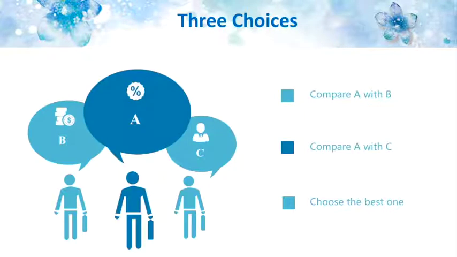The next kind of question in task 1 is to choose one from the 3 given choices. You can either compare A with B and compare A with C, then choose the best one, or directly state your best choice and give 2 examples.